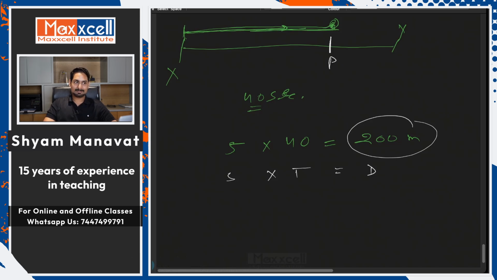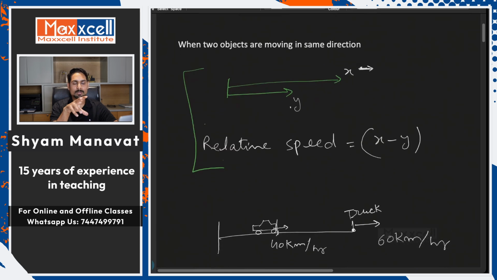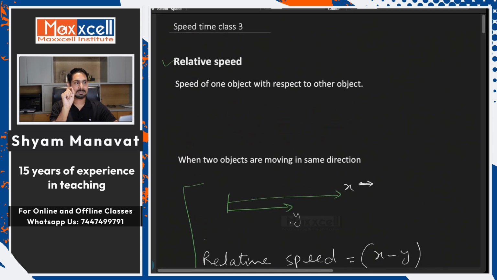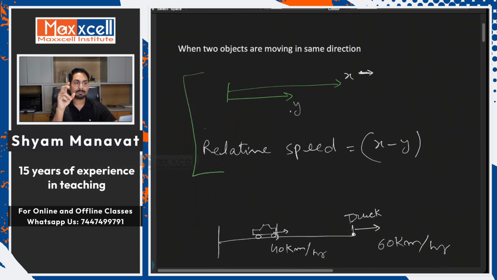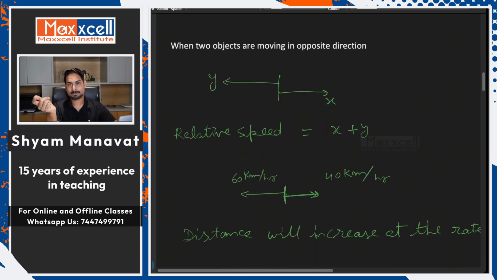So this is relative speed. Let's summarize what we have studied. We discussed when two objects are moving, the speed of one object with respect to the other object is relative speed. If they are moving in the same direction, then what happens? If they are moving in the opposite direction, then what happens?